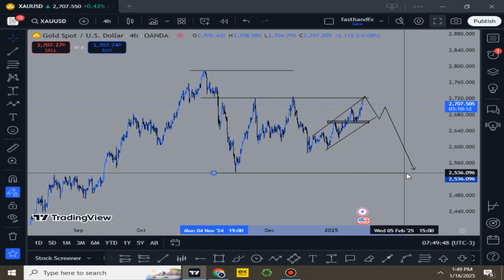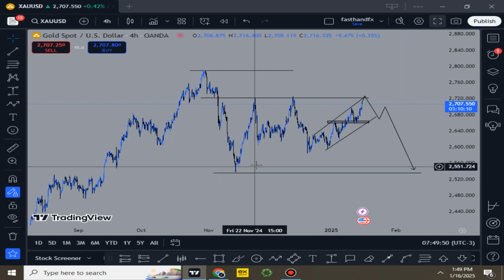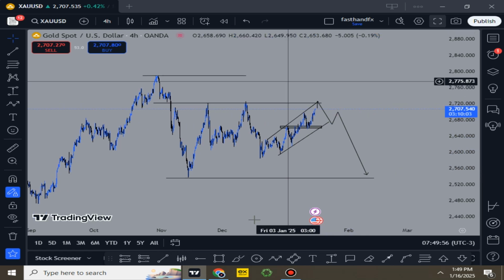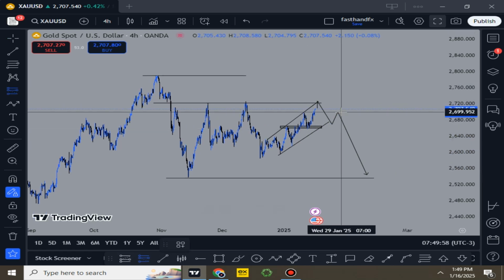So right now all I see is gold is at a very crucial level. We might see some amazing swings, which let me just see how many pips.